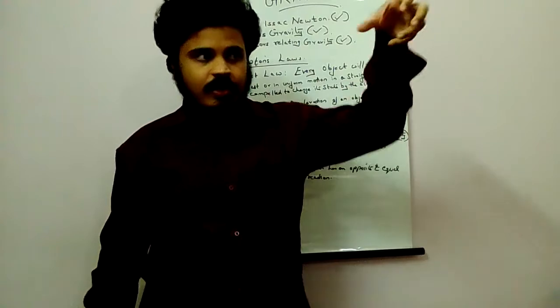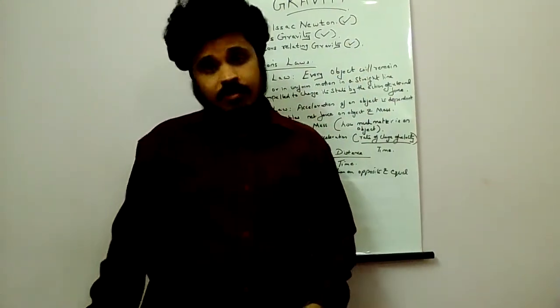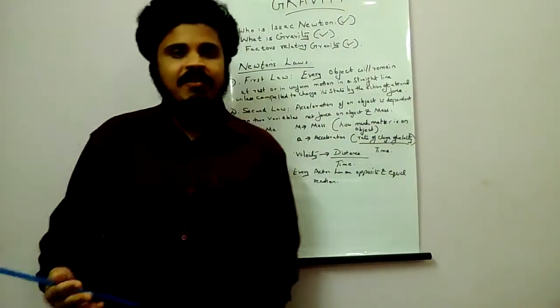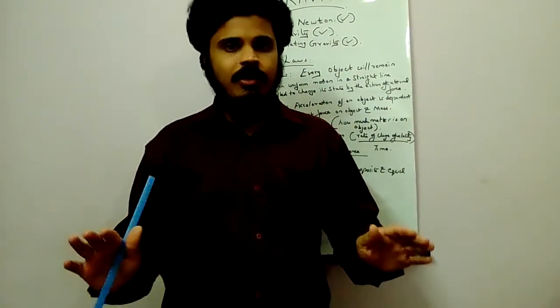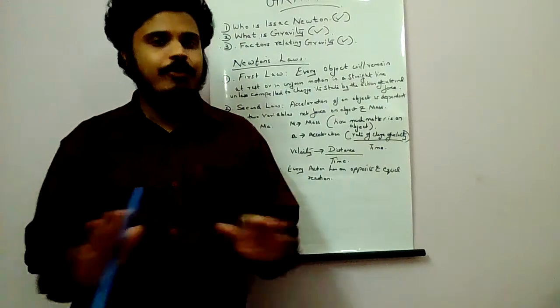That is the reason why the apple falls onto the earth's surface. Now, what is gravity? Gravity is actually a force of attraction between any two objects in this world or in this universe. It can be any two objects. It is a force of attraction between any two objects.